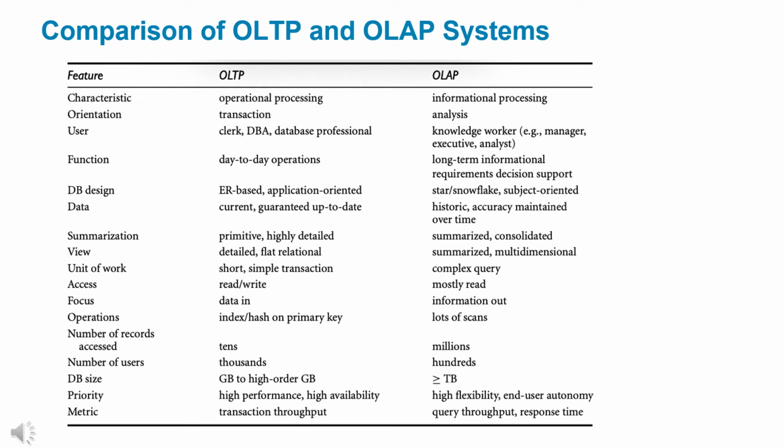Other features that distinguish between online transaction processing and online analytical processing systems include database size, frequency of operation, and performance metrics. Some of the comparisons of online transaction processing and online analytical processing systems are shown here.